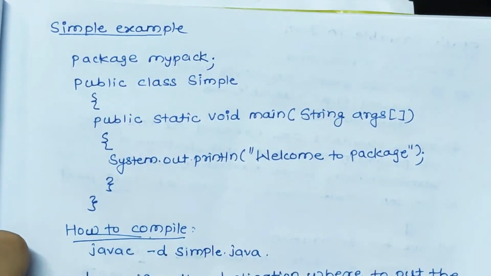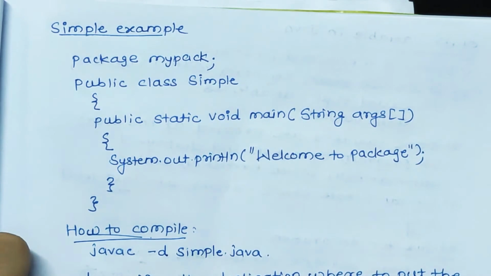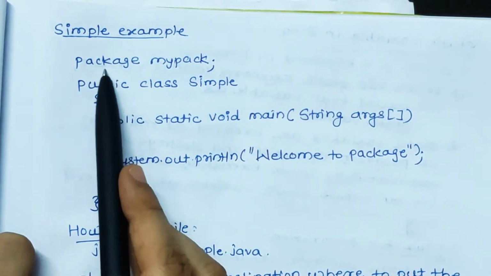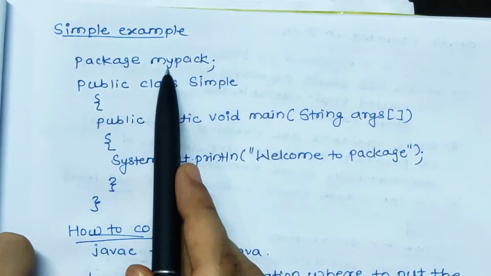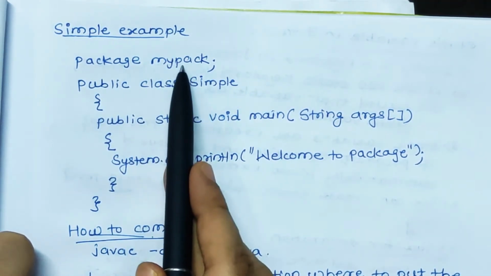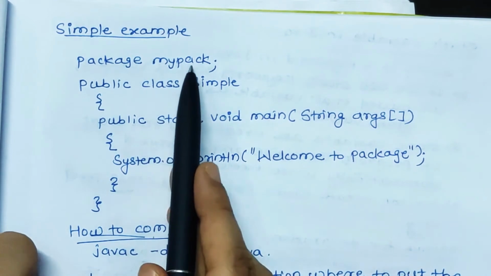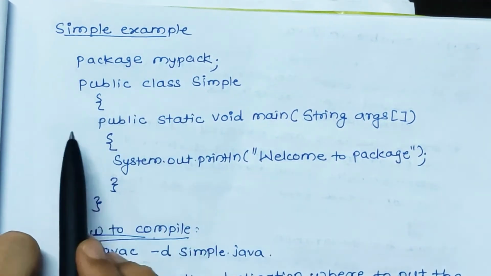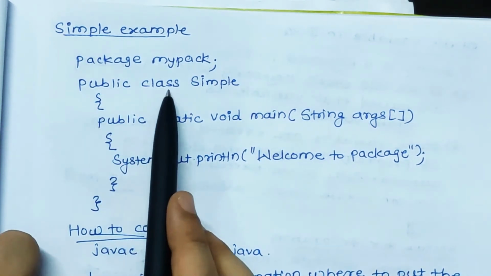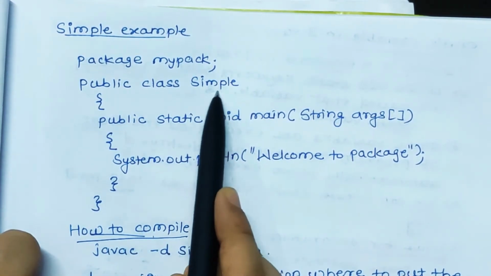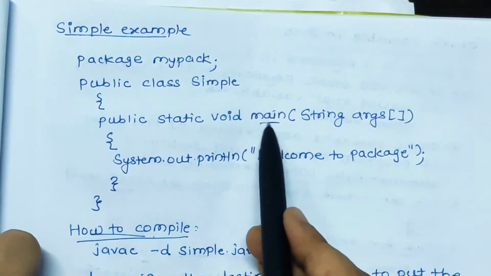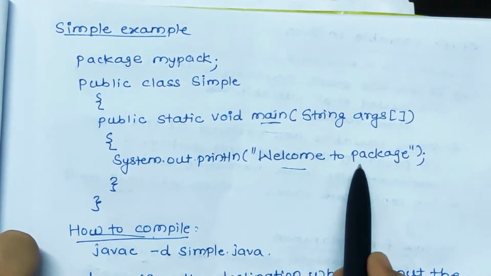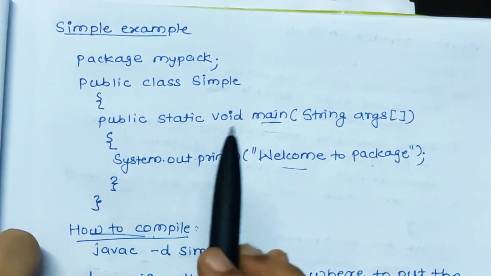Now we are discussing one simple example of a package. A package is written with the help of a syntax. Here, package is a keyword in Java and mypack is the name of the package. You can give any name to the package; I have given the name mypack. Now this is public class Simple. The name of the class is Simple and this is the main method, in which I have displayed a statement, welcome to package. So this is the simplest program.